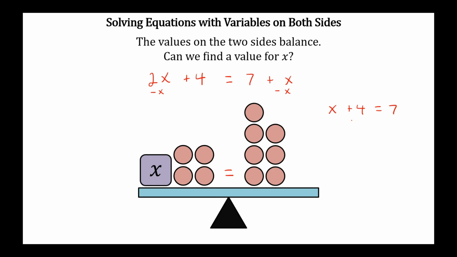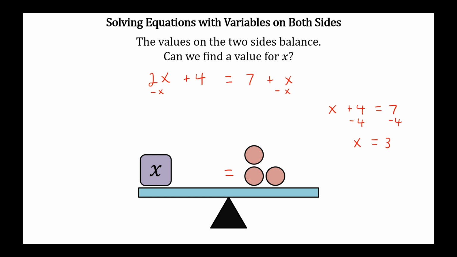So now I'm going to take away 4 from my left side, but if I take it away from the left side, I have to also take it away from the right side for it to be in balance. So now I have x on one side, and the other side I have 7 minus 4, which should be 3, as you can see with the visual here. So hopefully that visual helps you out. And now we're going to move on to solving these equations with variables on both sides without the visual representation.